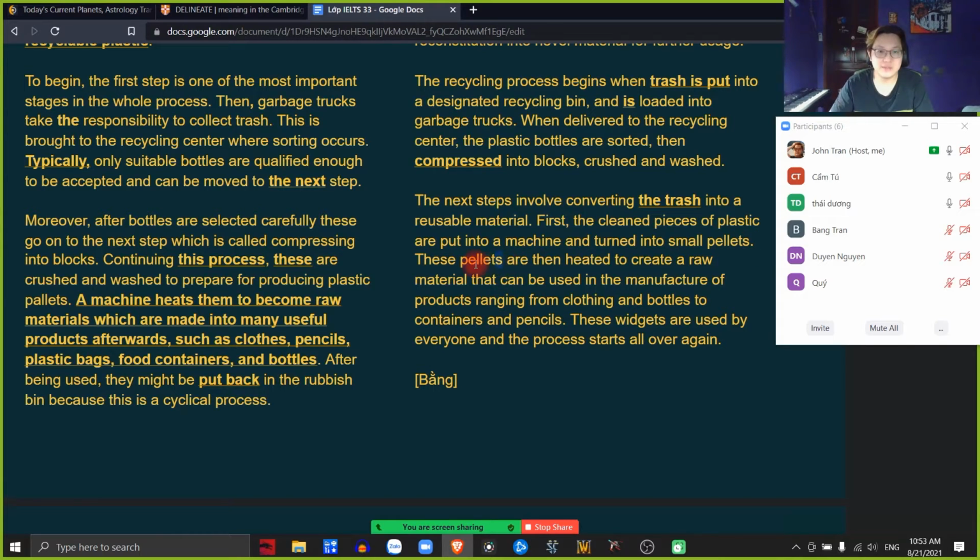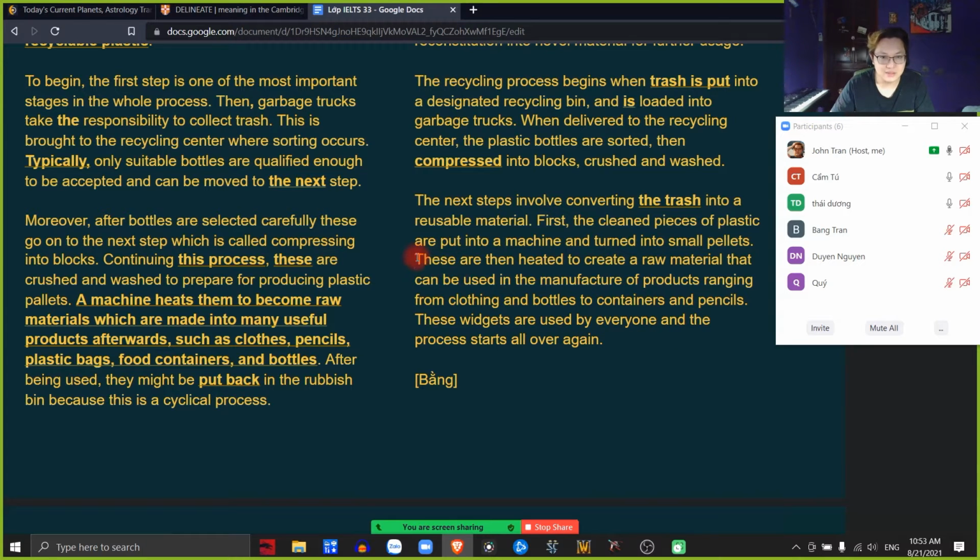And then in the next sentence, you do not need to say "these pellets"; "these" is enough. These are heated to create a raw material that can be used for the manufacture of products ranging from clothing and bottles to containers and pencils.